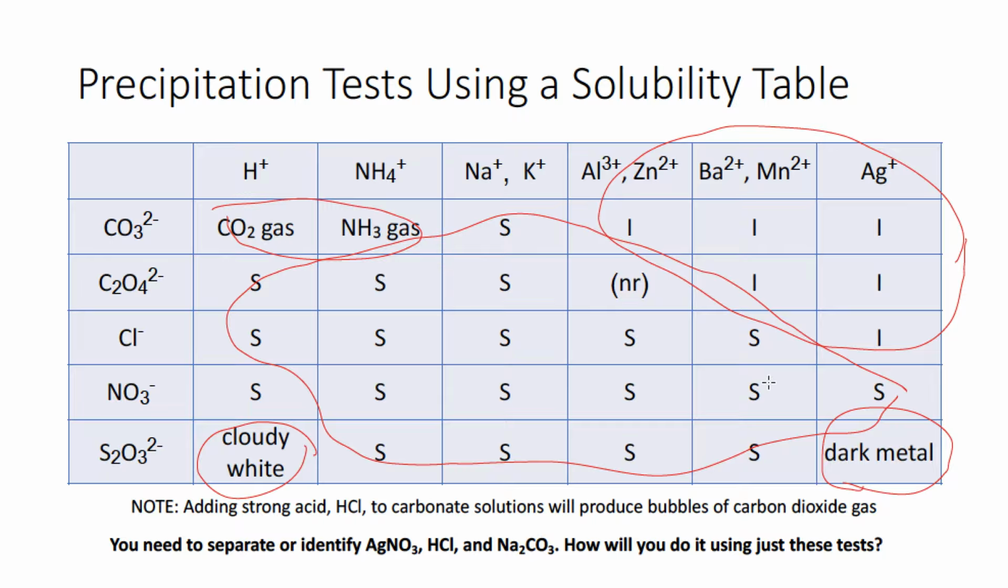So let's do a little practice problem. Let's say you need to identify or separate silver nitrate, hydrochloric acid, and sodium carbonate. How would you do it using just the tests that are available here in this solubility table? So take a minute and think about that. Go ahead and pause the video while you do that.